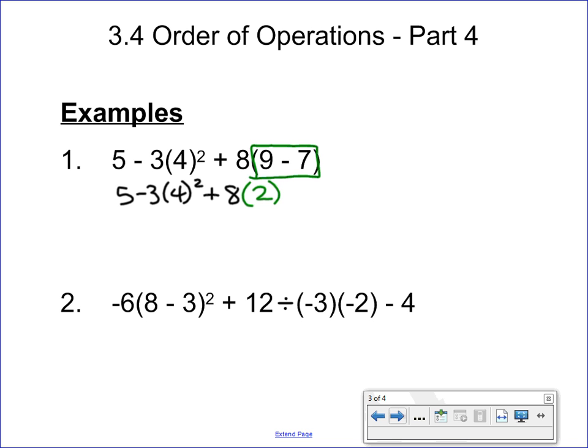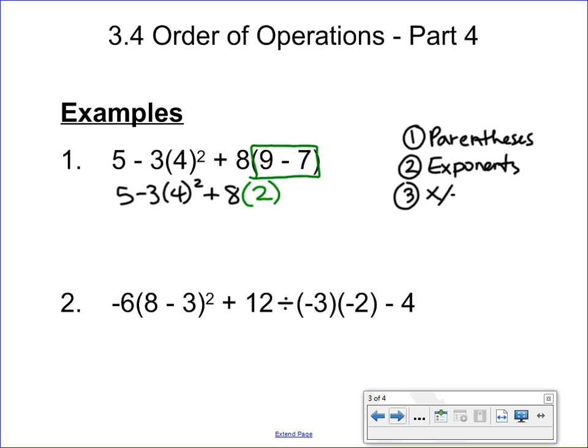Okay, so again, I'm going to rewrite my order of operations here just as a reminder. Parentheses are first, followed by exponents. Then we're going to multiply and divide from left to right. And lastly, we're going to finish up with any addition and subtraction from left to right. So we've already completed that parentheses step. There's nothing left to do now inside the parentheses.